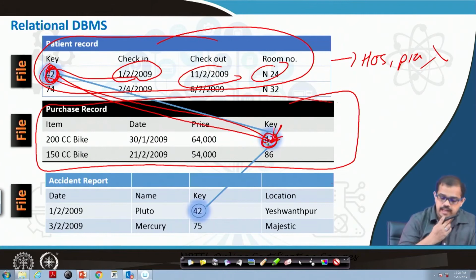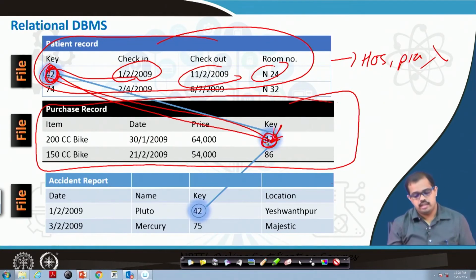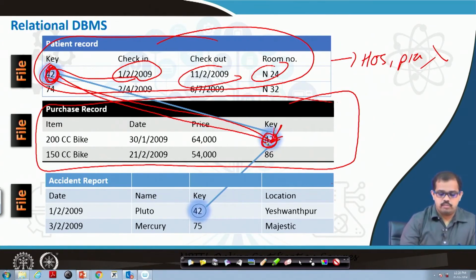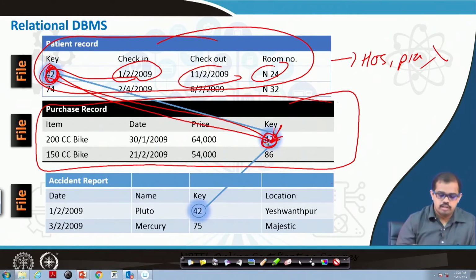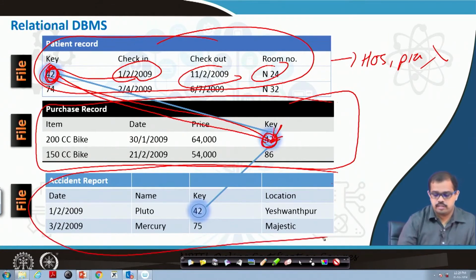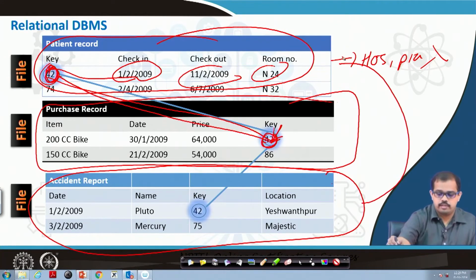Now, there is an administrator, or let us say a police officer, who wants to know the entire history of this particular patient. He or she may not need the purchase record of this patient. He or she only needs where the accident has happened, how, and what is the status of this patient, where they checked in and checked out. So, for example, a police inspector may get access to this particular table along with this particular table.